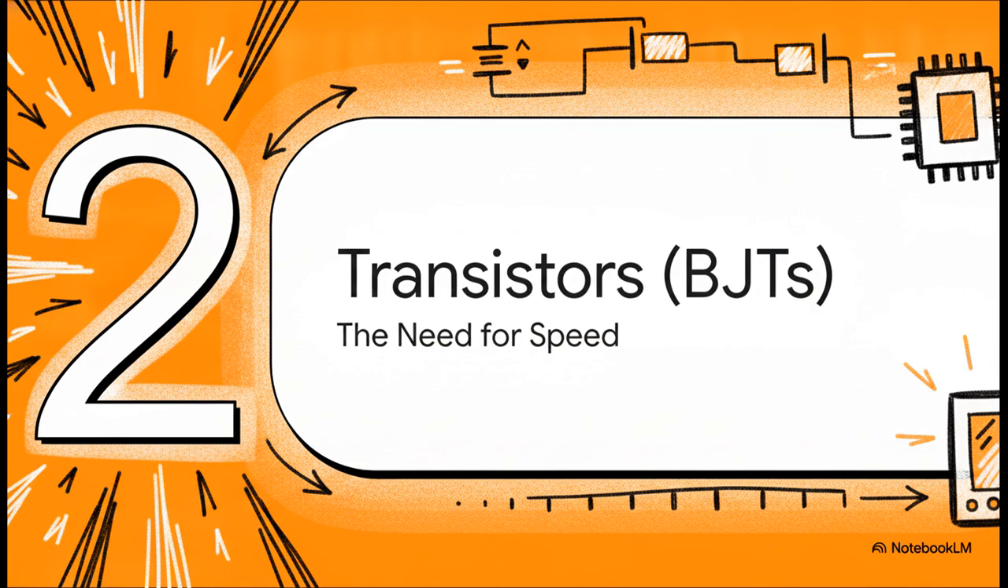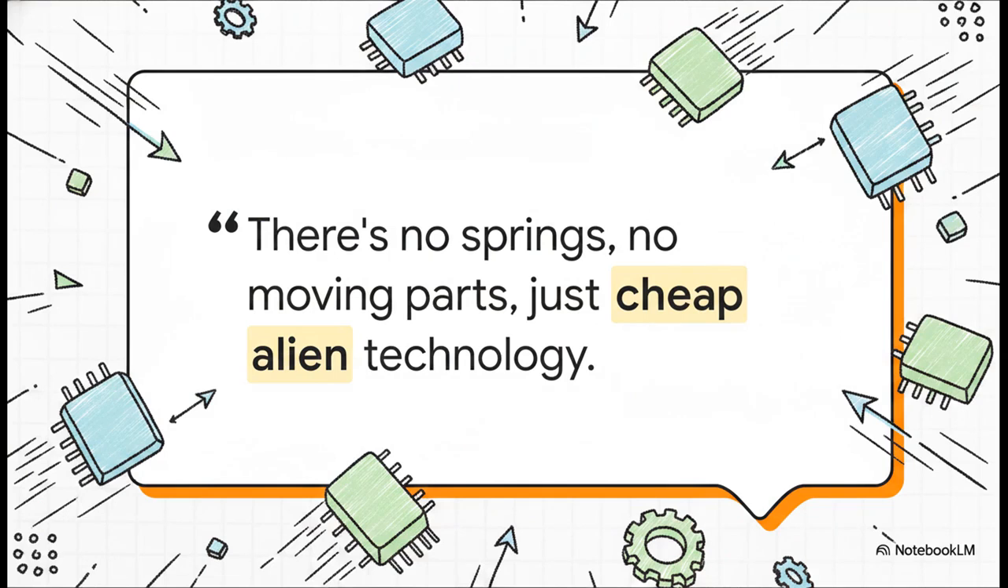Section 2. Transistors, or BJTs. The need for speed. So engineers needed something vastly faster than the mechanical relay, and the solution they found completely changed human history. When you crack open a BJT transistor, you won't find any tiny coils or springs. You'll just find a tiny, microscopic piece of semiconductor material. It's totally solid state. There are absolutely zero moving parts. It honestly looks like cheap alien technology. Because nothing is physically moving around, a transistor can switch insanely fast, and it essentially never wears out.